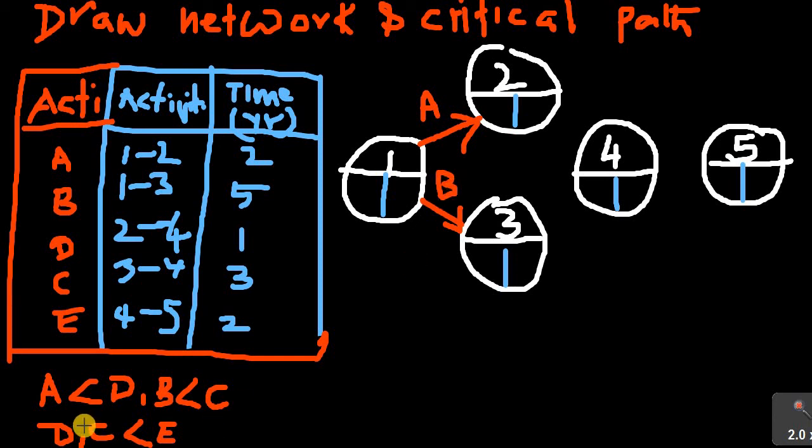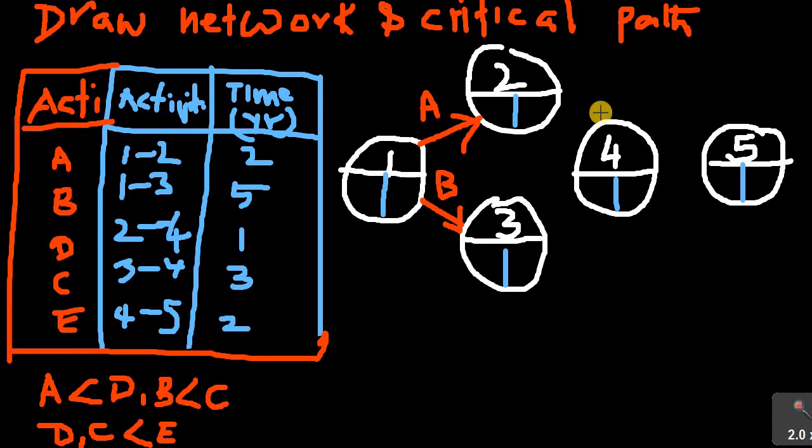Now the condition given here: A should be less than D, B should be less than C. Less than means B should be finished, and after that only C should start. Here A is less than D means A should be finished, then only D should start. And this means that E can start only if D and C are closed. Closed means finished. So with that condition, we have to draw the picture here.